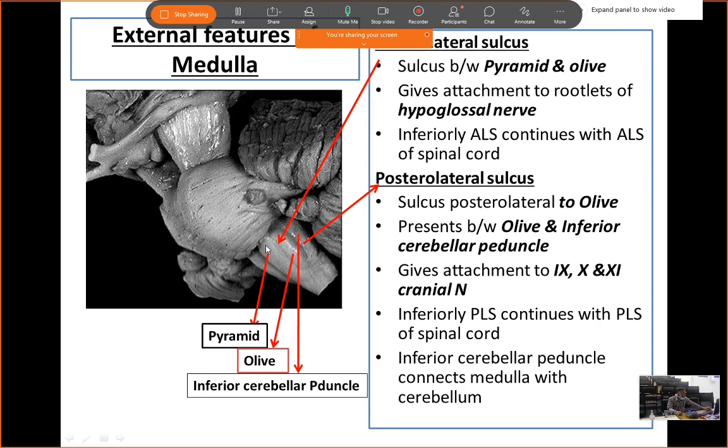So in between the pyramid and olive there is a longitudinal depression, which is known as the anterolateral sulcus. Between the olive and inferior cerebellar peduncle there is another depression, which is known as the posterolateral sulcus. Now this posterolateral sulcus gives attachment to the 9th, 10th and 11th cranial nerves. Inferiorly, this posterolateral sulcus is also continuous with the posterolateral sulcus of the spinal cord.